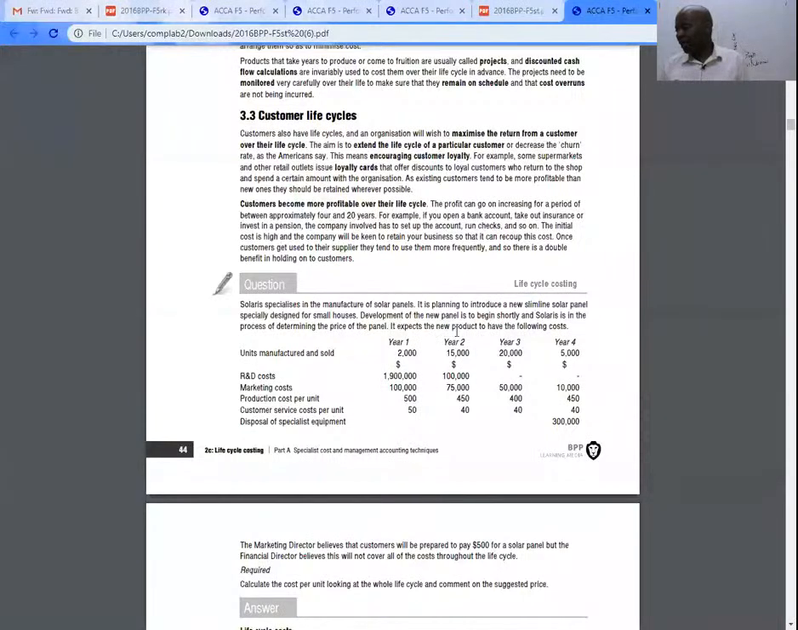Development of the new panel is to begin shortly, and Solaris is in the process of determining the price of the panel. It expects the new product to have the following costs: units manufactured and sold, research and development, marketing cost, production cost per unit, customer service cost per unit, disposal of specialist equipment. The marketing director believes that the customers will be prepared to pay $500 for a solar panel, but the financial director believes this will not cover all of the costs throughout the life cycle. Calculate the cost per unit, looking at the whole life cycle, and comment on the suggested price.